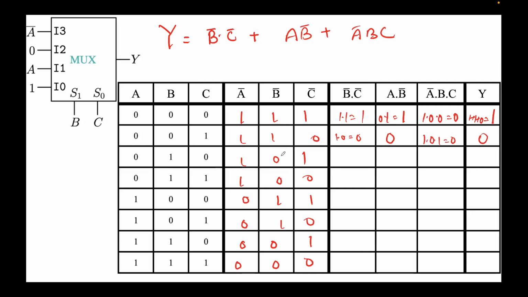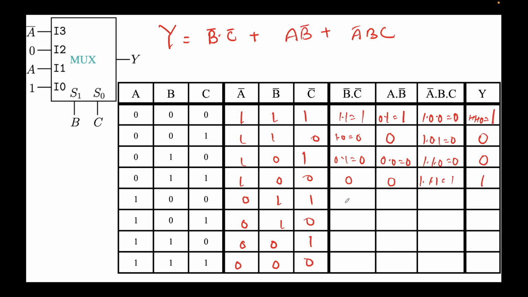Alright. B bar C bar is 0 times 1, which is 0 again. A dot B bar is again 0. A bar BC: A bar is 1, B is 1, but C is 0, so this will again be 0. Finally, B bar dot C bar is 0, and A dot B bar will again be 0 because A is 0. This will be 1 times B times C, so this turns out to be 1. And the sum will turn out to be 1, because 0 plus 0 plus 1 is 1.